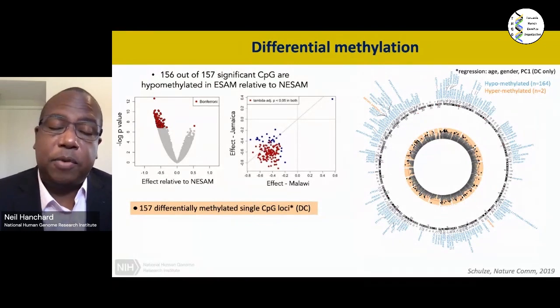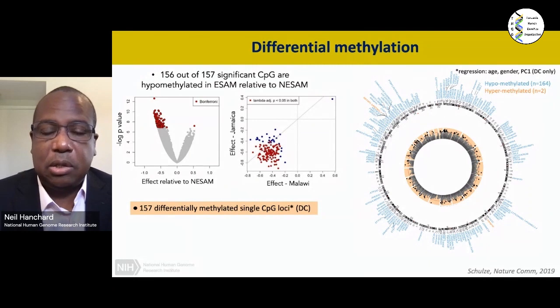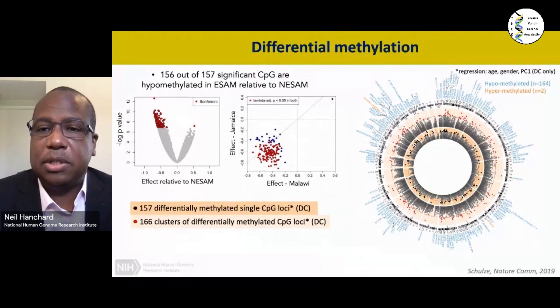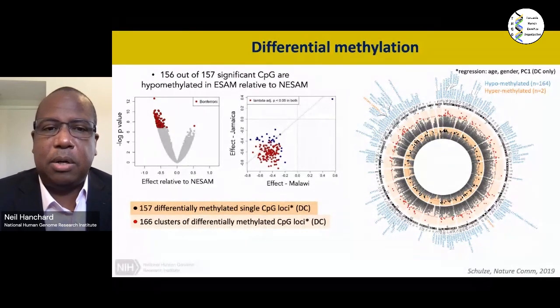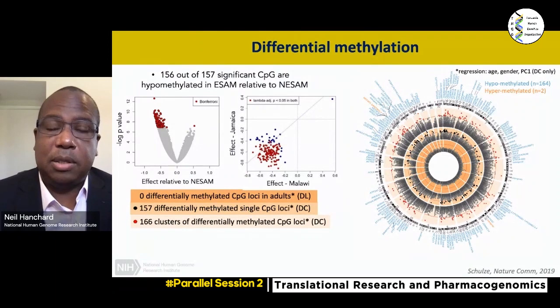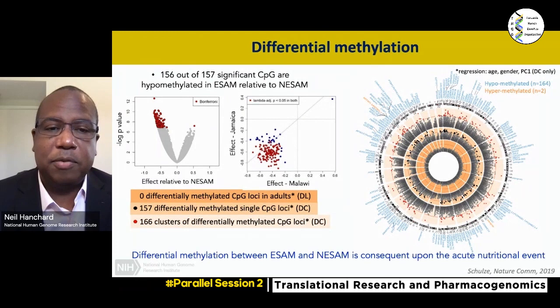To reduce some of the false positives that we sometimes get with a single locus approach, we clustered these associated regions into differentially methylated clusters between the groups, and you can see those here in the red dots in the outer ring. But interestingly, when we looked at the adults and compared their methylation status, we see no difference between edematous and non-edematous. So this is strongly in keeping with what the stable isotope biochemical studies had shown us, which is that these primary differences are occurring in that acute nutritional event. And then when they get better, there are no longer those differences.